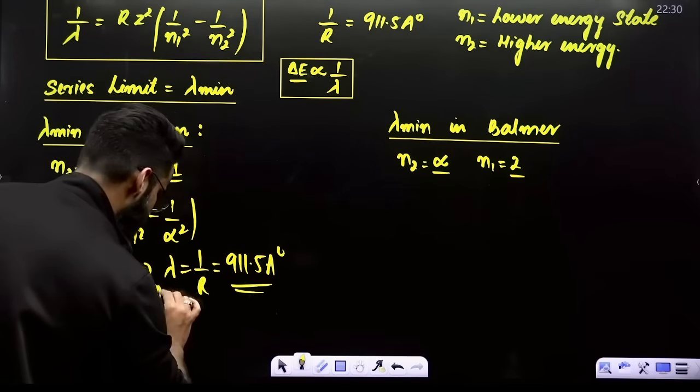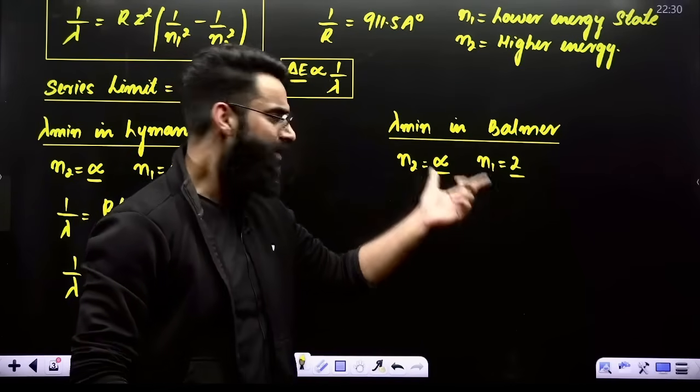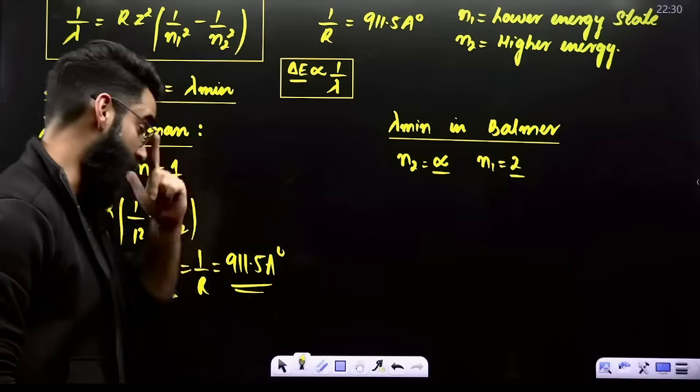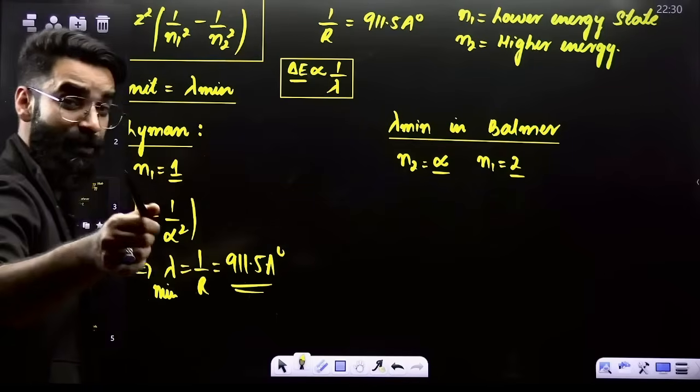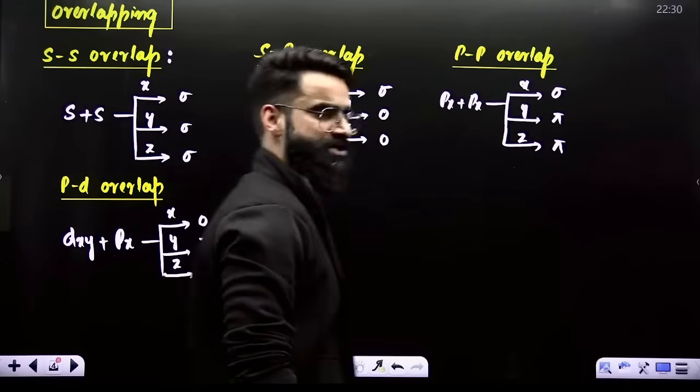So this is the minimum wavelength, or you can call this as the series limit in case of Lyman series. This you can try on your own, put the values in this expression and get the value of lambda minimum. This is again a short question, my dear students, which can be asked either in your chemistry or in your physics. Okay. My dear students, one more thing from the chapter chemical bonding.